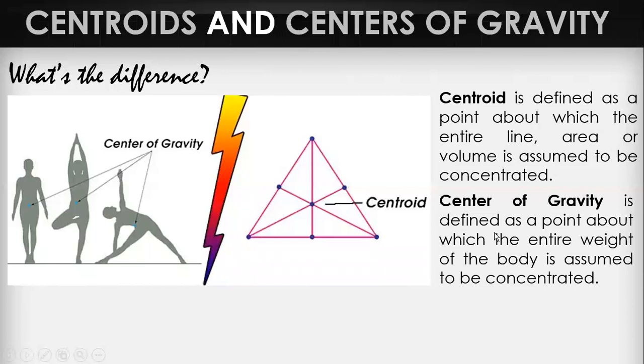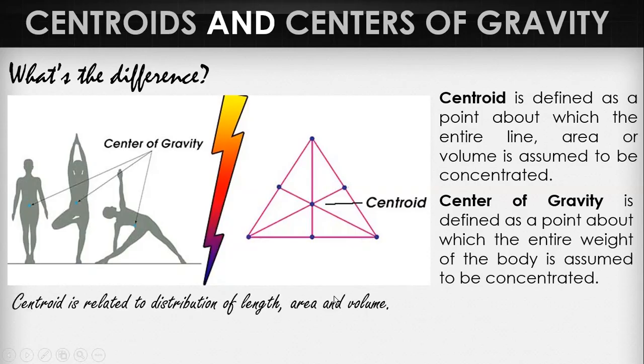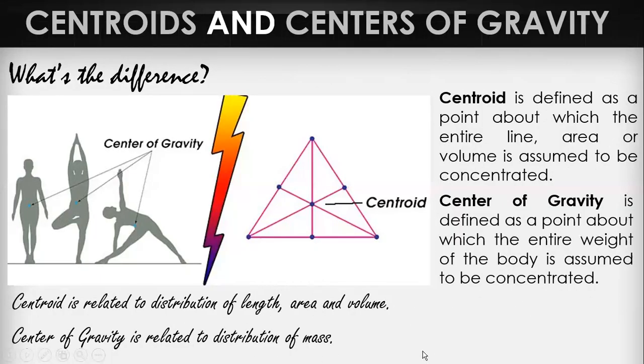While center of gravity is defined as a point about which the entire weight of the body is assumed to be concentrated. So it means that centroid is related to the distribution of length, area, and volume, while center of gravity is related to distribution of mass.